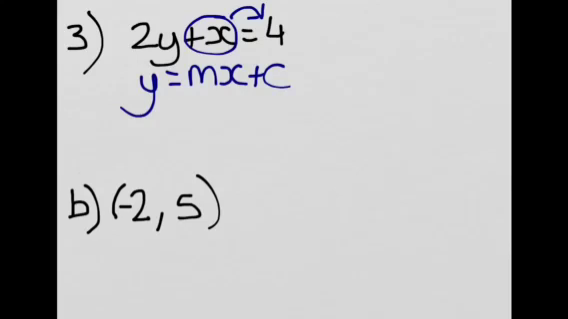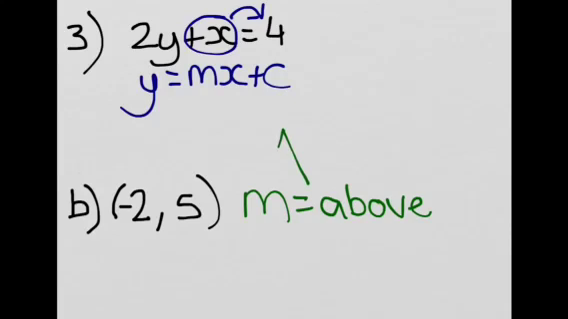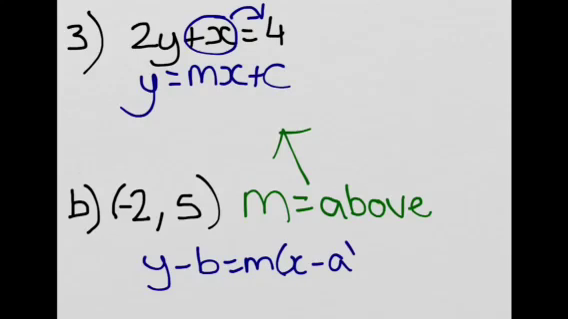In part B, we're told that a second line is parallel to the line in part A and it passes through the point (minus 2, 5). Parallel lines have the same gradient, so you use m from above. Whatever your gradient value is from part A, you'll substitute it into the formula y minus b equals m(x minus a).